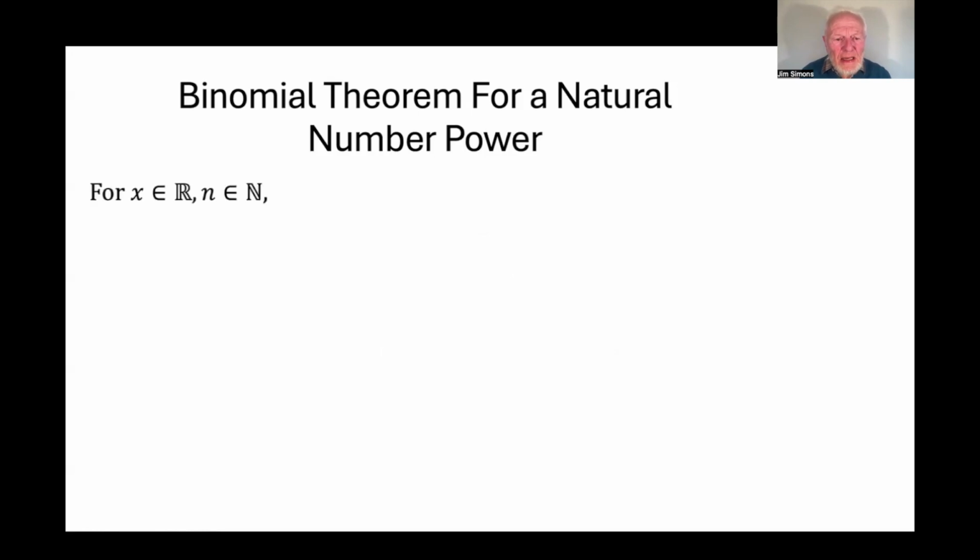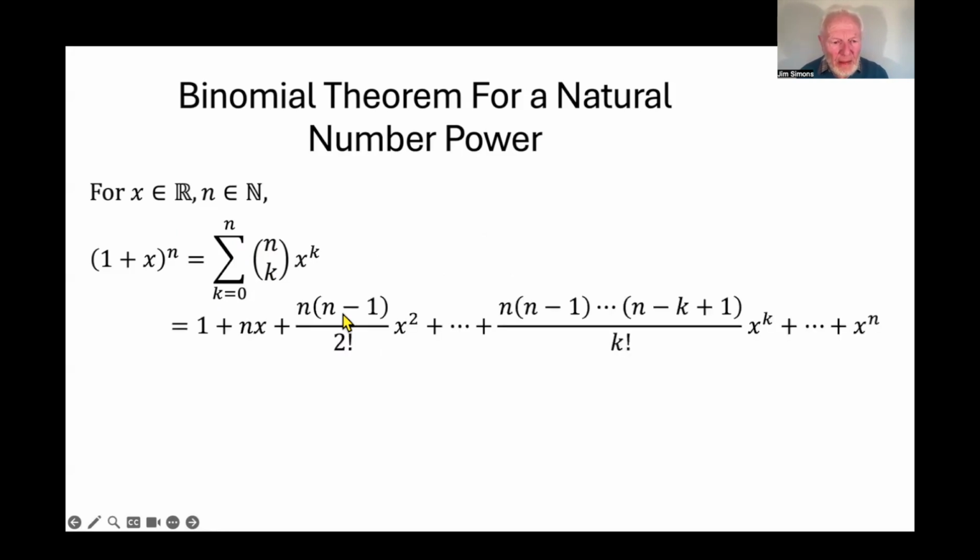So we can write that slightly more formally, have a general real number x and a general natural number n. And we can write (1 plus x) to the n as this sum, running from k equals 0 to n, of n choose k, x to the k. And we can write that out in this form. So this is just the formula for n choose k. This is the general term. And so those mean exactly the same thing.